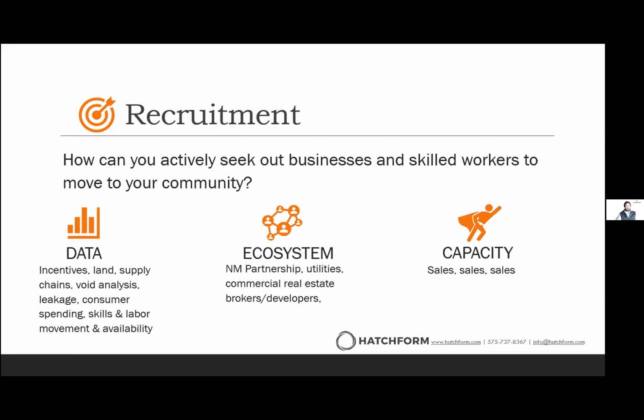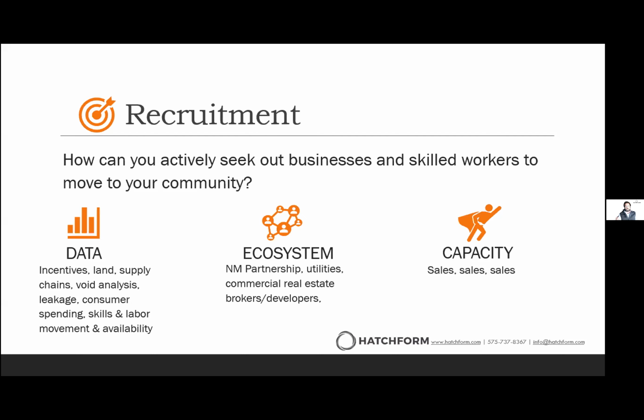So a lot of the data that's involved in this is a very data heavy kind of bucket. What incentives are available to people to move, and especially industry specific incentives. In New Mexico, how do you get LEDA? How do you get JTIP? Are there any other sorts of local or county incentives that can be used? What land is available? What do supply chains look like? How are they going to be able to get the raw materials, and how are they going to be able to ship those raw materials out once they've been processed?